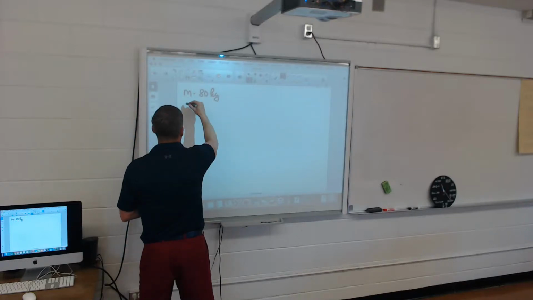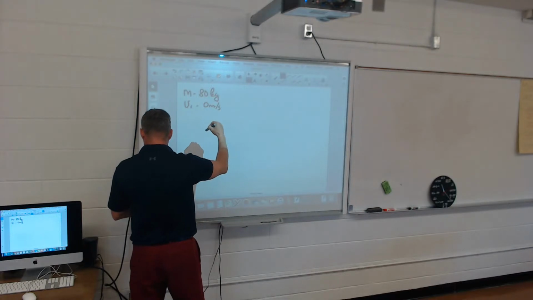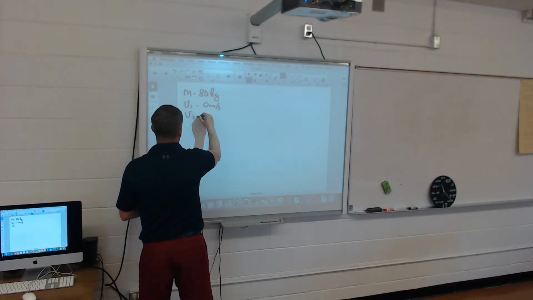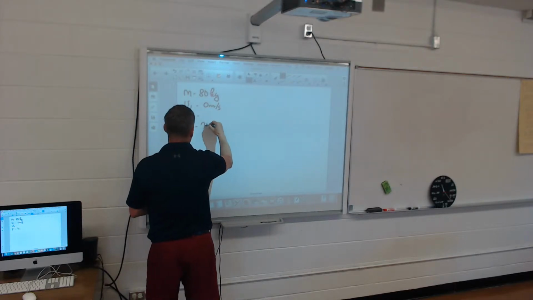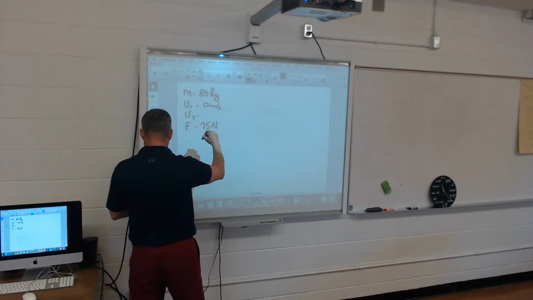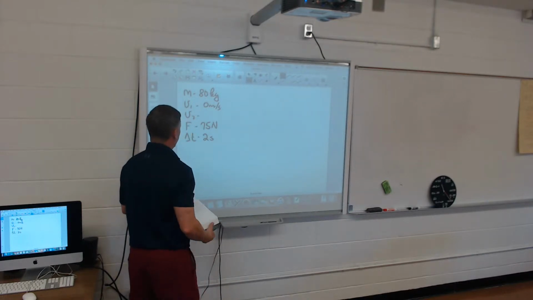It's pushed from rest, so V1 is 0 meters per second. We're looking for V2. We have a force of 75 newtons and a time of 2 seconds. Okay, and it wants us to calculate.